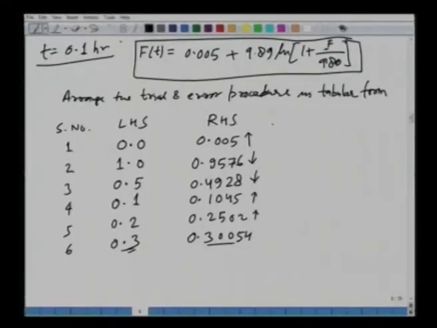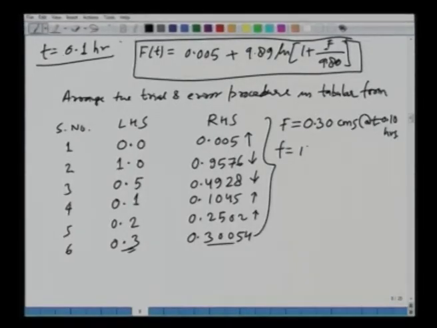So, if you did that, then your final answer is capital F equal to 0.30 centimeters at t equal to 0.10 hours. What we have done is actually found the value of cumulative infiltration at t equal to 0.1 hour. Now, what we need to do is determine the value of small f. What is that? There is a relation as per the Green-Ampt equation which is given by this.